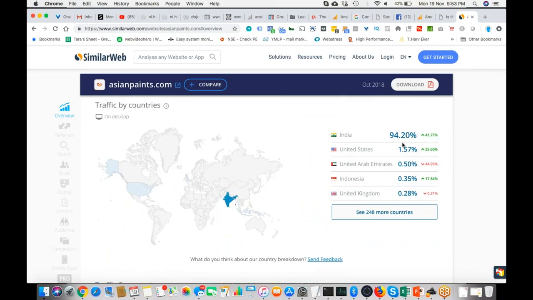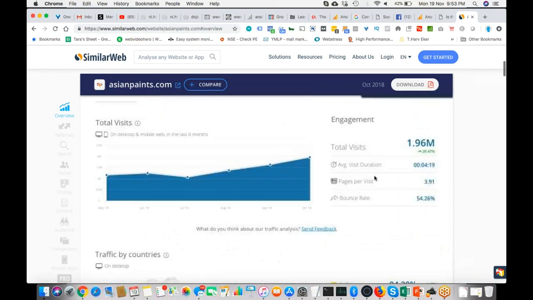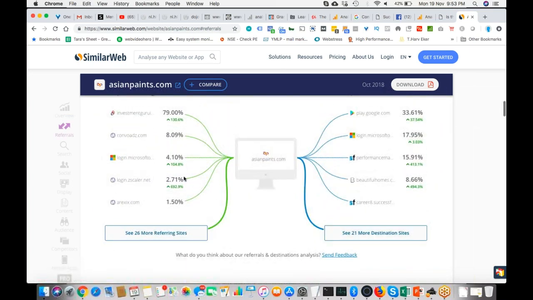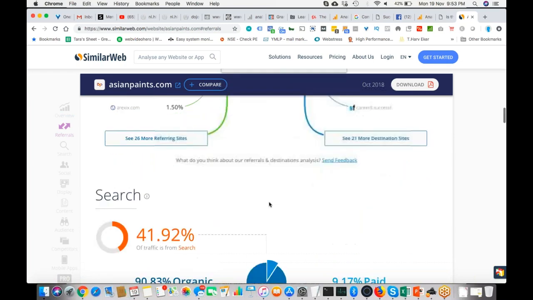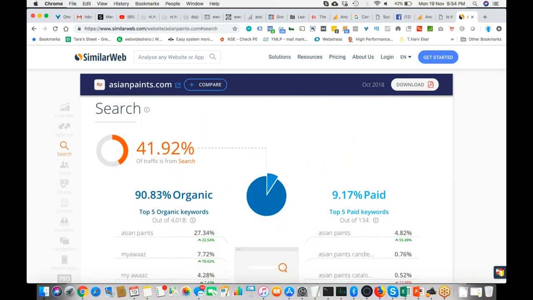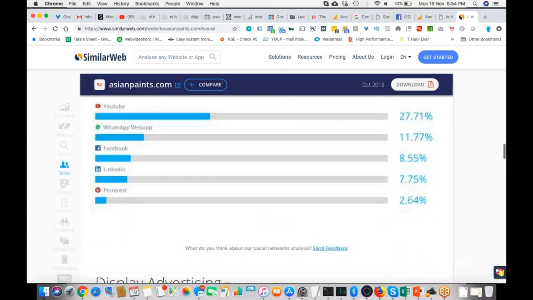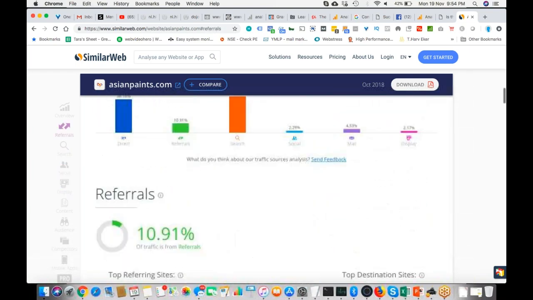You can check that they get maximum traffic from India, then from United States, the Emirates and Indonesia and all that. And this is about the last month's traffic. Now, this is the organic traffic on their website. This is the direct traffic, referral traffic, social traffic, mail traffic, display traffic. These are the websites driving traffic to their website, and these are the websites people are going to from their website. And these are the keywords, organic keywords and the paid keywords people are using on Google search engine, other search engines to reach their website. And this is the social traffic and all that. You can check that later.